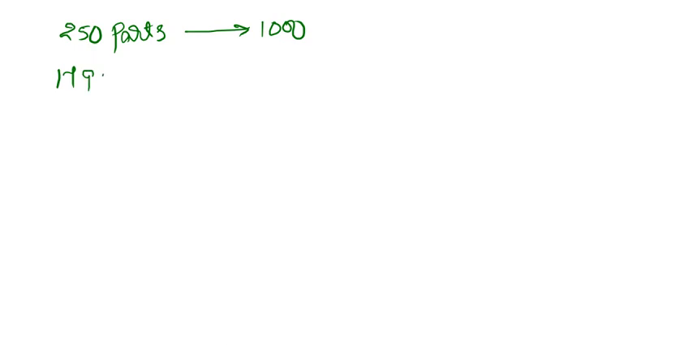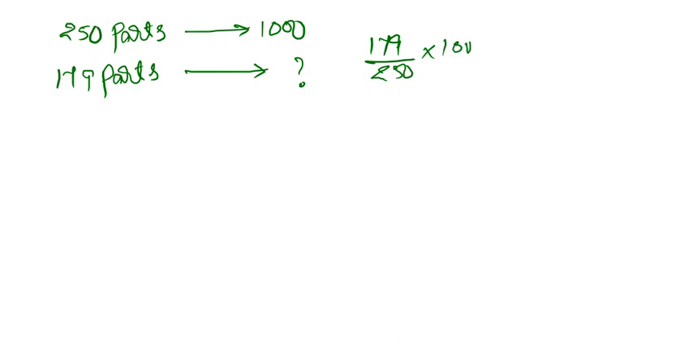That is 179 parts. How? Very simple, 179 out of 250 into 1000. The zeros cancel, and 1 is the 4. So again you will get 716. So this is your compound interest by calculating with the second method.